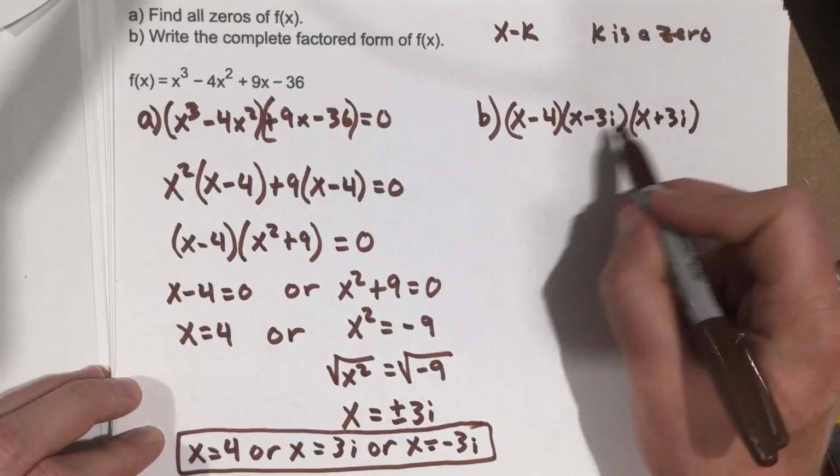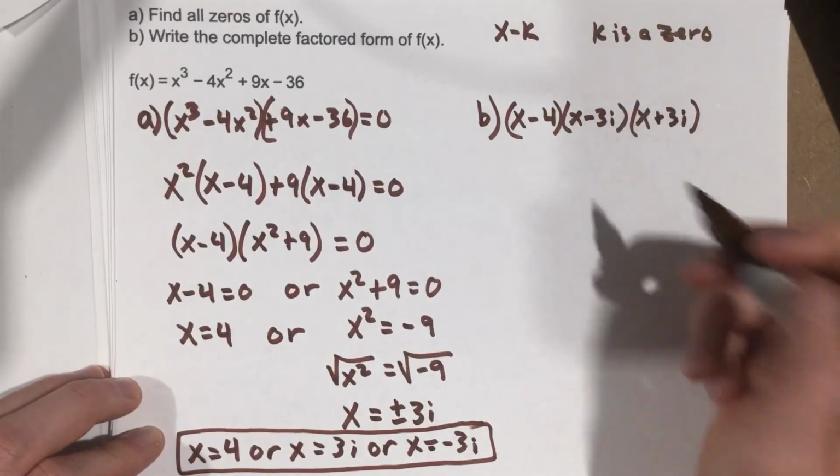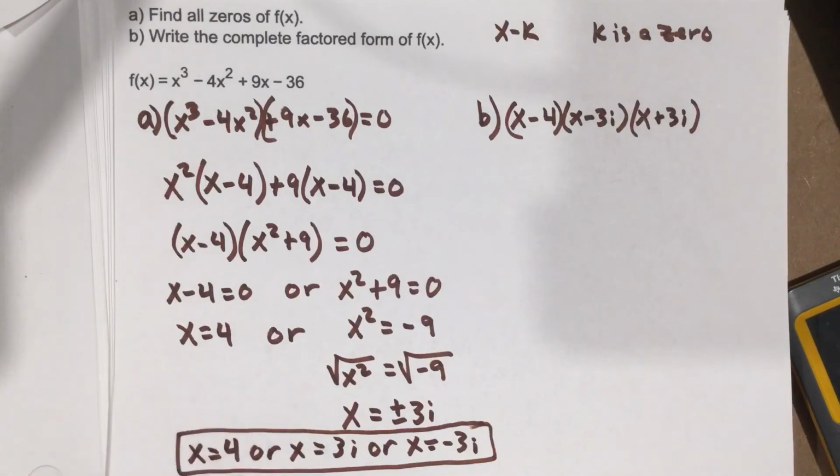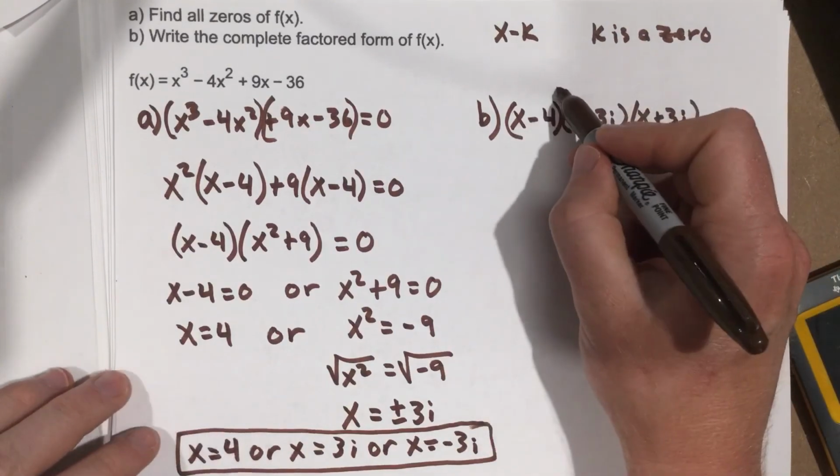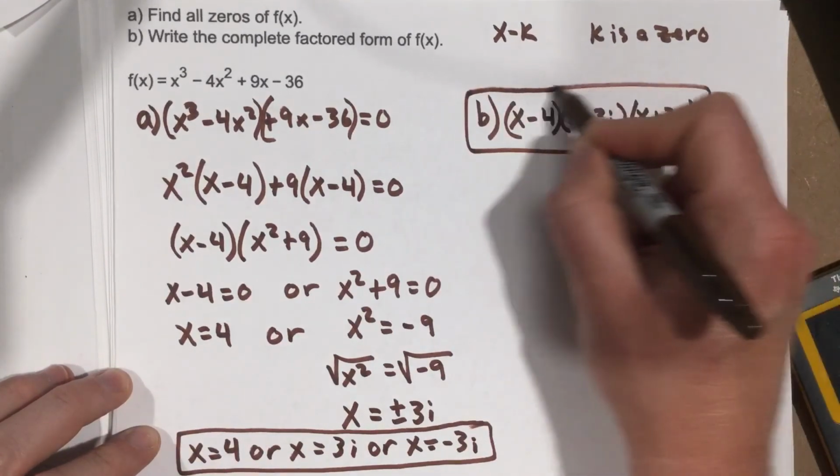And we know that we have to have the conjugate with these imaginary numbers because of the conjugate zeros theorem. So this is the complete factored form for part B.